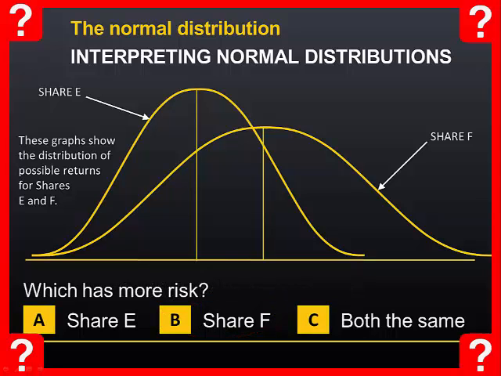Which has more risk? E, F, or both the same? The answer is share F. Once again, the possible returns from share F are further away from the mean than is the case with share E.